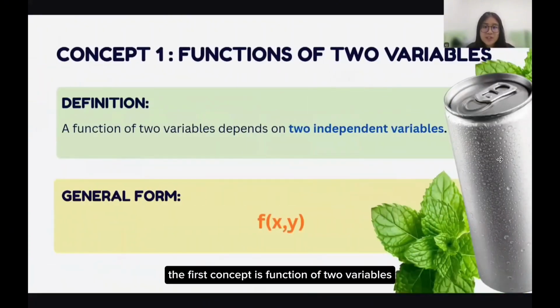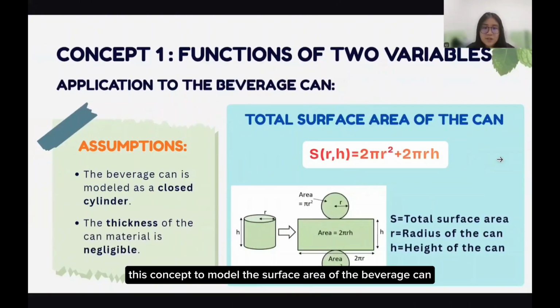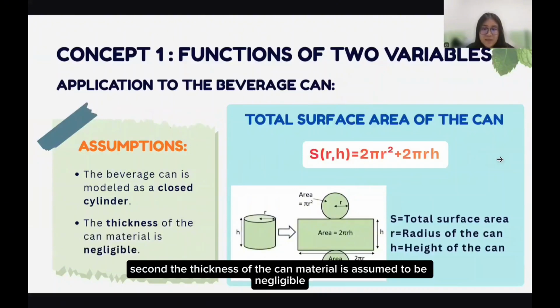The first concept is function of two variables. A function of two variables is a function that depends on two independent variables rather than just one. Its general form is f(x, y). In this project, we will apply this concept to model the surface area of the beverage can. To apply this concept, we first make two assumptions. First, the beverage can is modeled as a closed cylinder. Second, the thickness of the can material is assumed to be negligible.